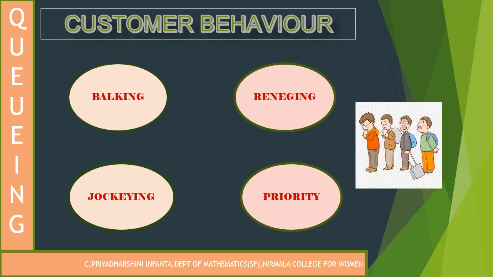Jockeying is the switching between two queues, wherein he stands in one queue and he looks at the other queue, seeing which he moves to the next queue thinking that he would get his service faster, and from there he switches to the other queue. Such type of switching from one queue to the other queue is known as jockeying.